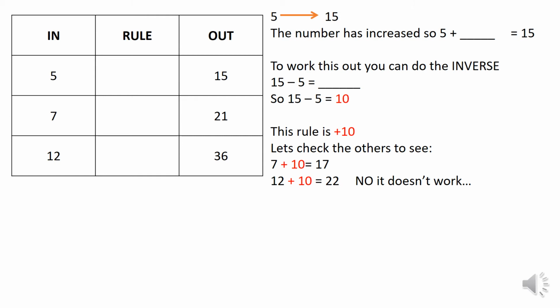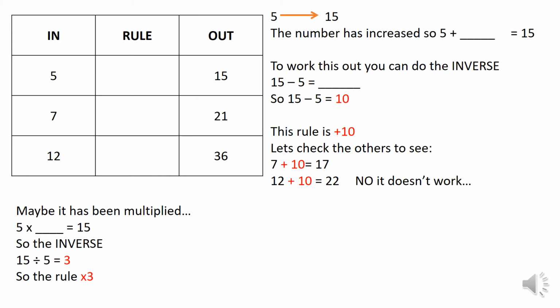Therefore we have to go back to the beginning and have another think. It could be multiplication. So maybe 5 has been multiplied by something to get to 15. So using the inverse, 15 divided by 5 is 3. So the rule could be multiply by 3. Let's check the rule. 7 times 3 is 21, and 12 times 3 is 36. So yes, it works. So the rule this time is times 3.